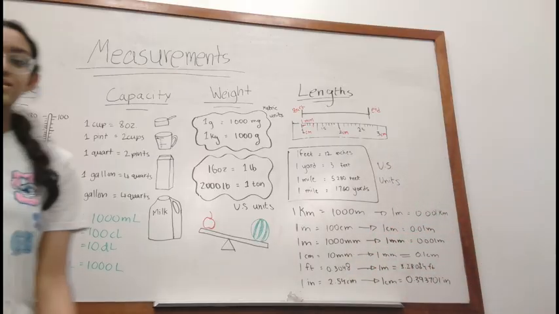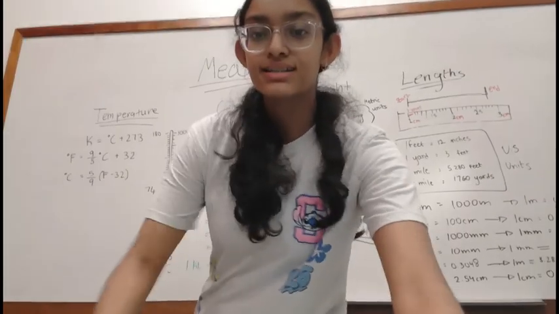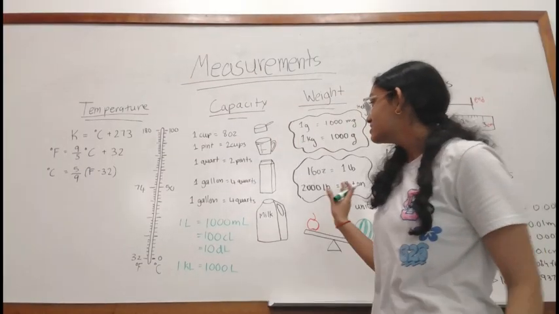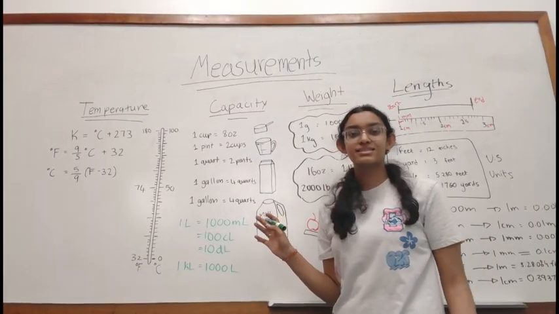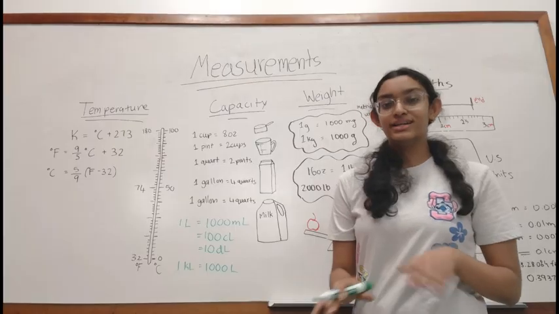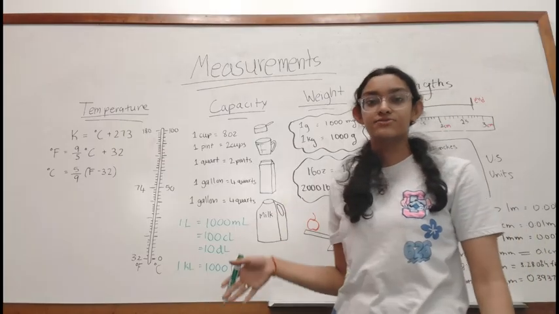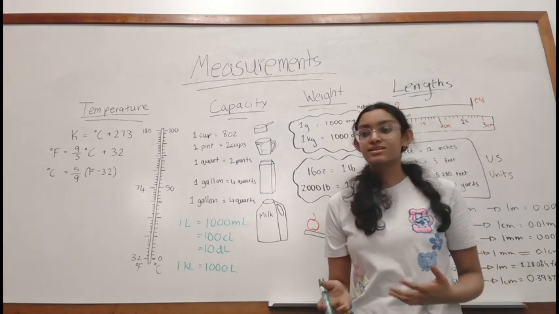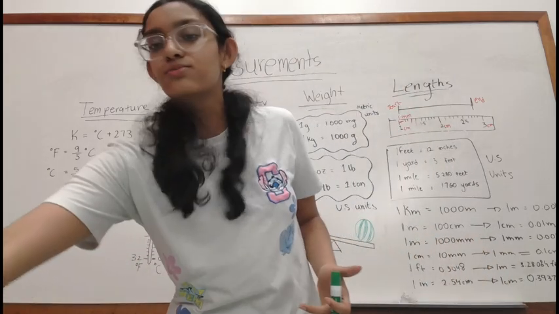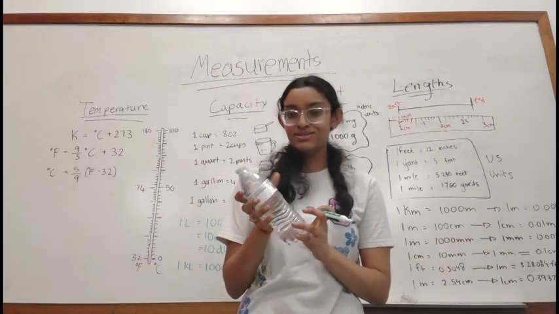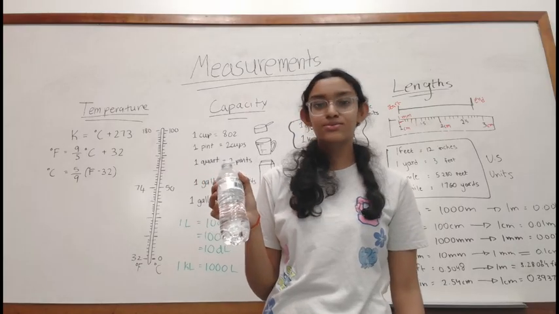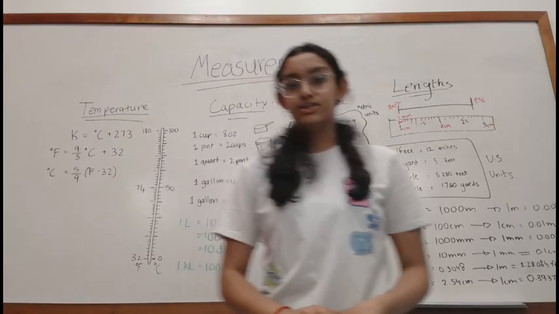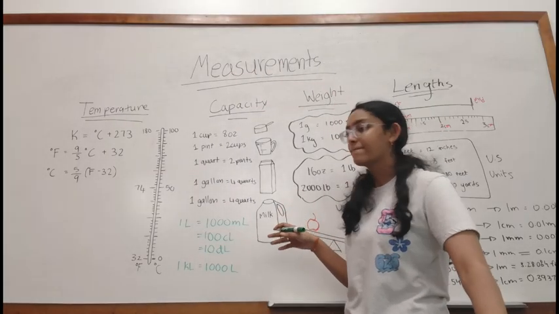Yep. So now I'm here for capacity and temperature. Now, capacity is not weight. Weight and capacity are two different things, okay? Capacity is like volume of a thing. So I have a 1 liter water bottle here. That means its volume is 1 liter. So that's the capacity, right?